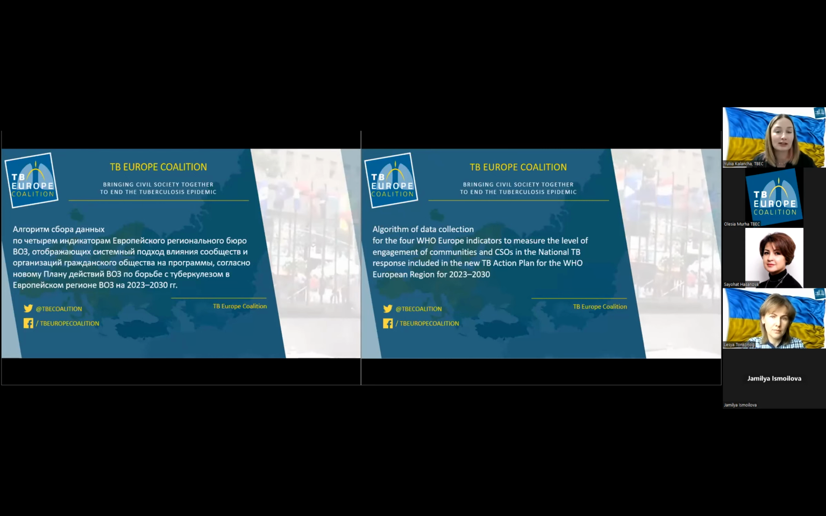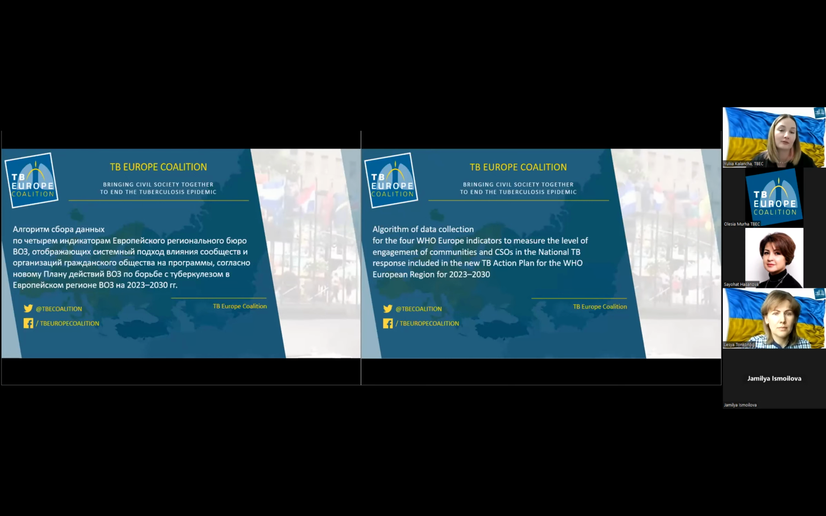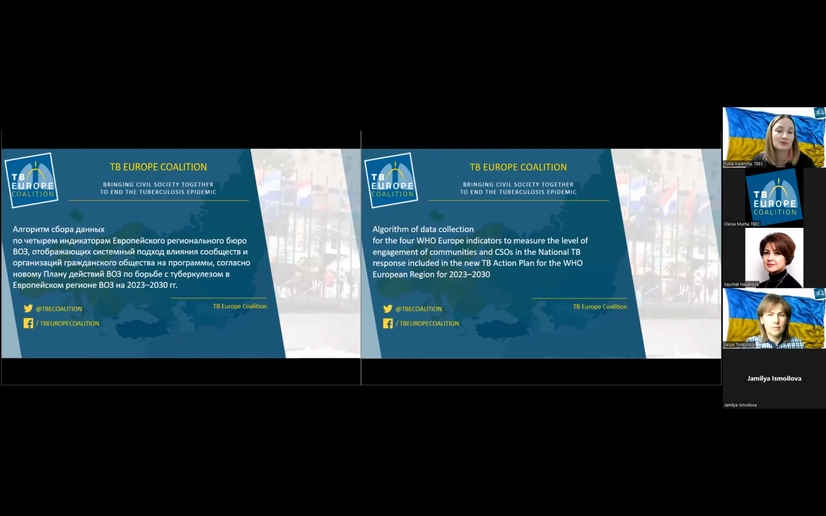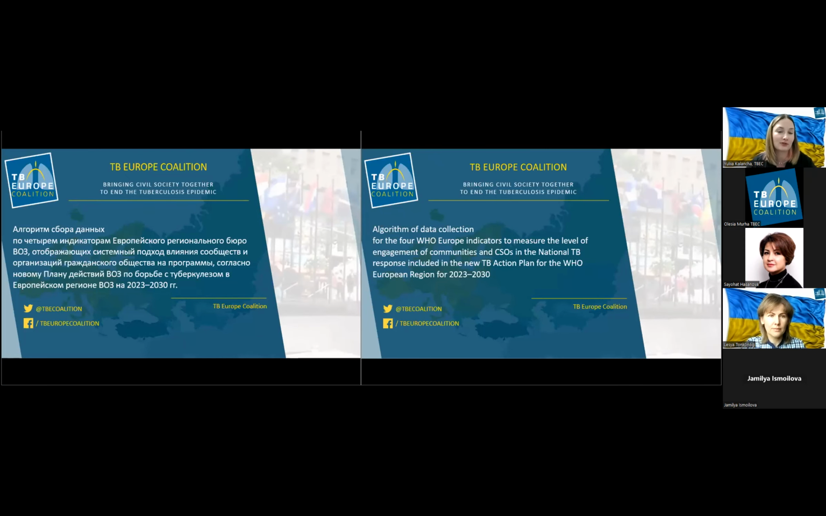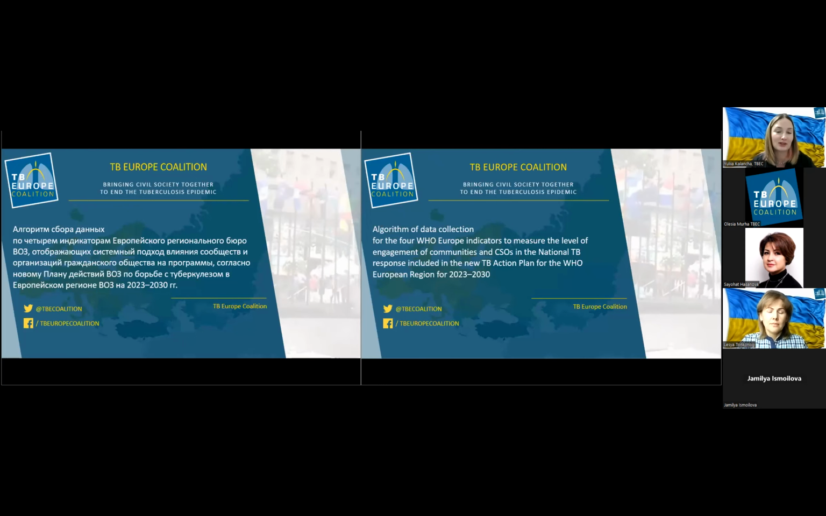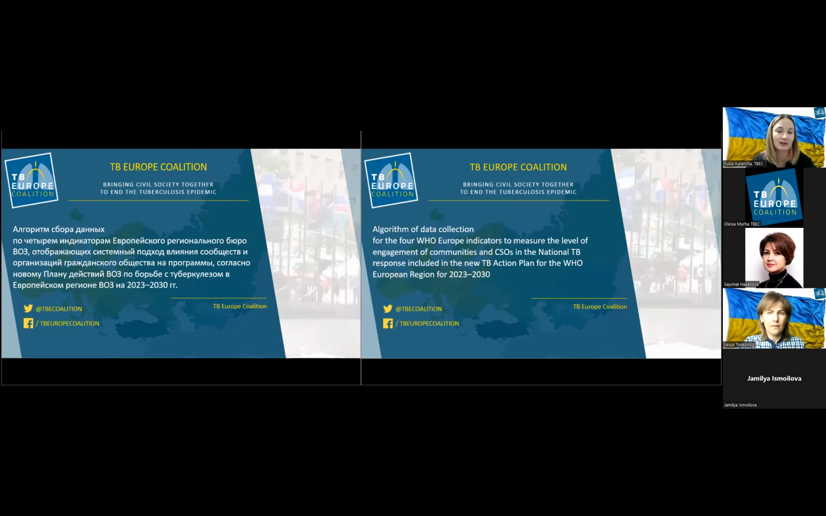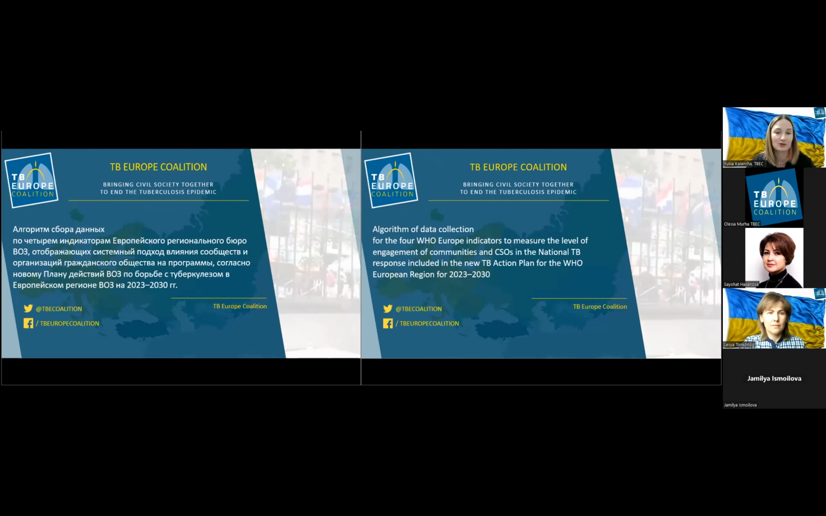And I believe that when we bring together efforts in data collection and in TB response, we will be able to change the situation with TB for the better. And today we will be happy to actively engage with you and further on to support your advocacy initiative. So you are always welcome. We are ready to help you.